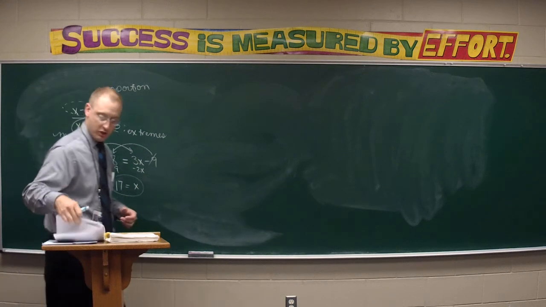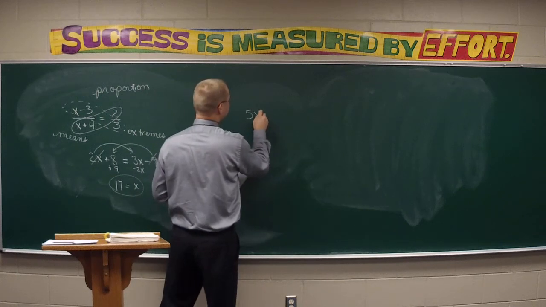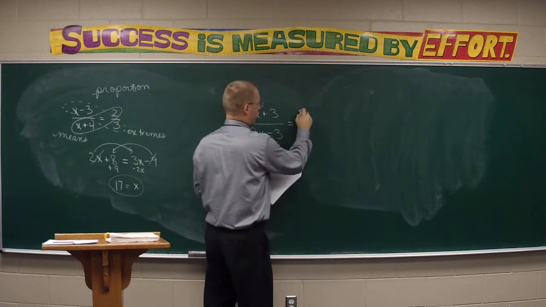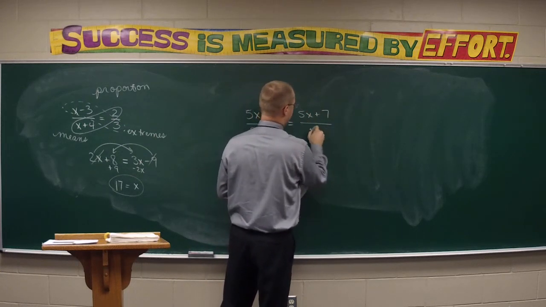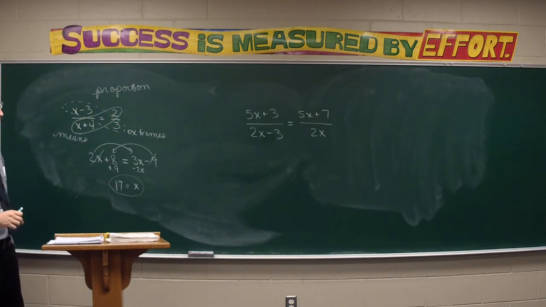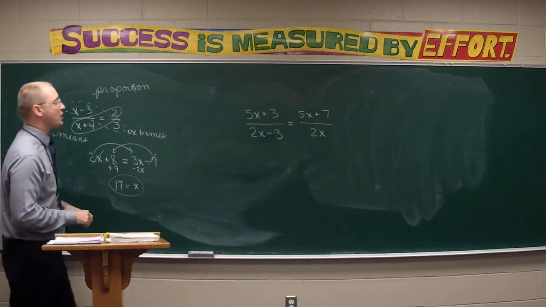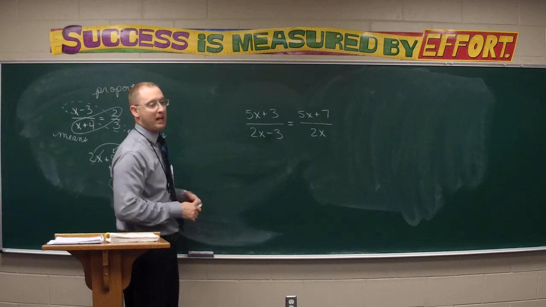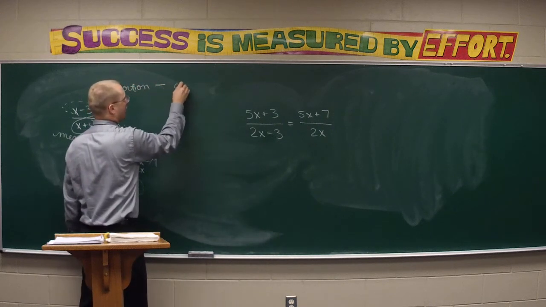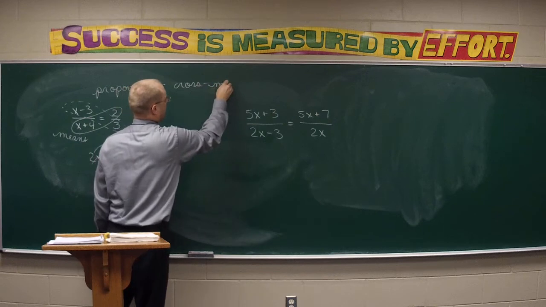Write this one down. 5x plus 3 over 2x minus 3 is equal to 5x plus 7 over 2x. 5x plus 3 over 2x minus 3 equals 5x plus 7 over 2x. Once again, we have a single fraction equal to a single fraction. So rather than multiply everything by the LCD, we could simply, since it's a proportion, cross multiply.